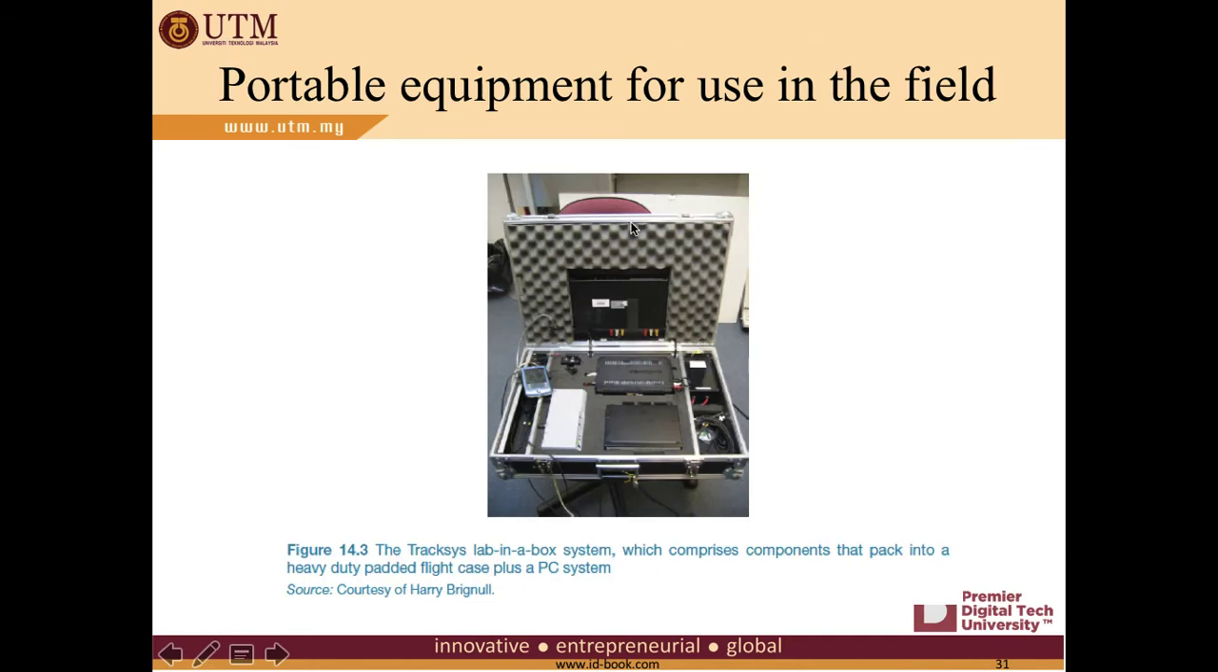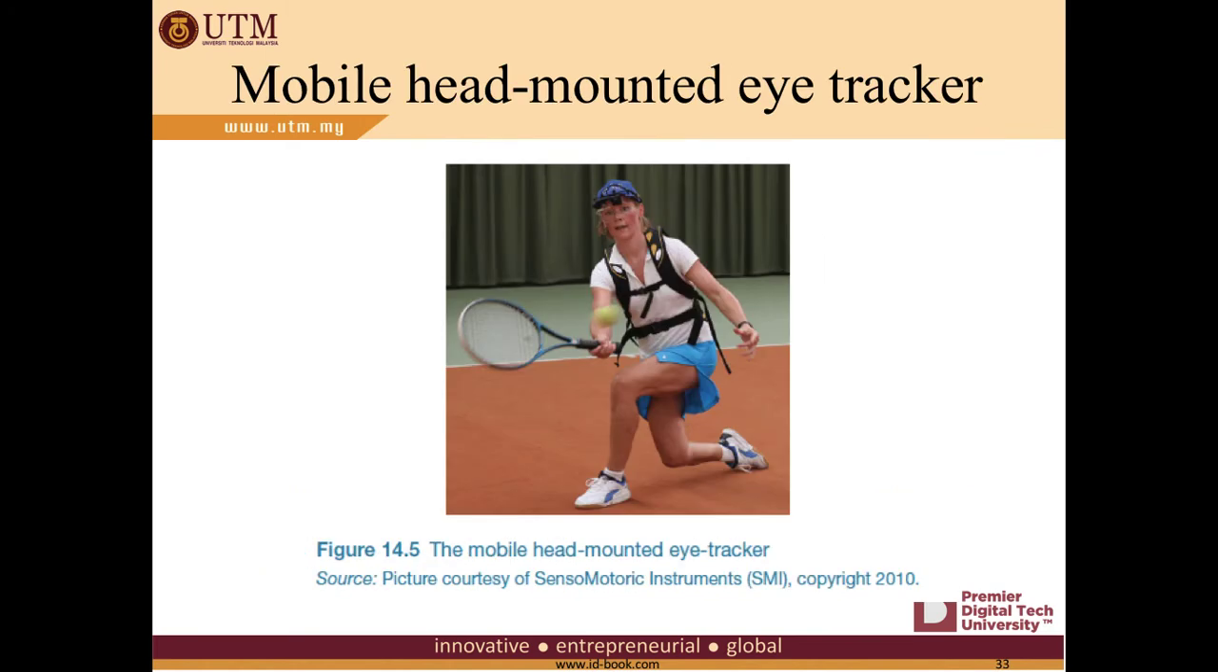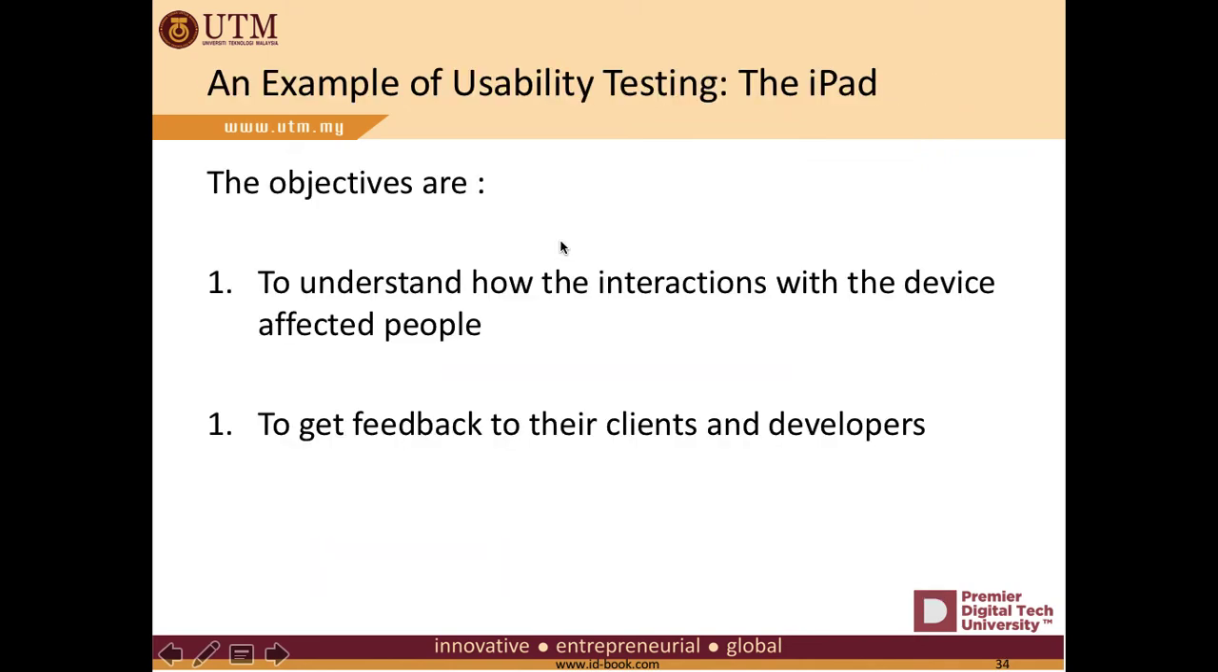Okay, so this is portable equipment for usability testing, and this is what we call a gooseneck. This is what we call a gooseneck that can be bent, and based on this particular image, it shows how the user does mobile application usability testing. Okay, this is another, a mobile head-mounted eye tracker. It can be put on the head of the user, and it will give you some eye tracking.